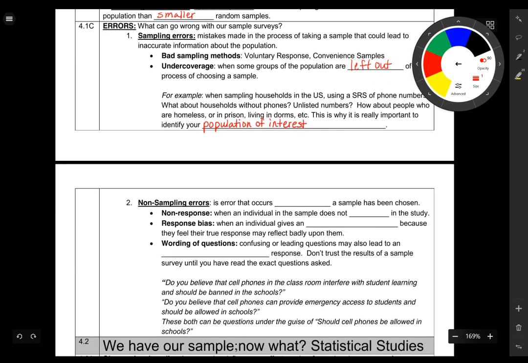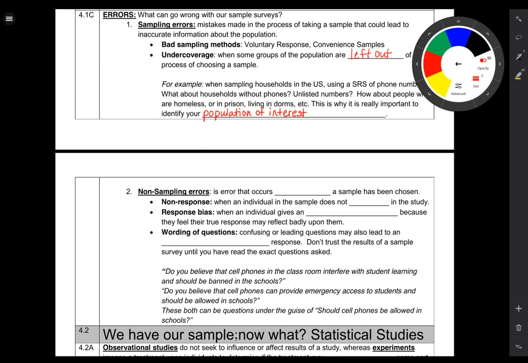Okay, the other type of error is known as a non-sampling error. This is an error that occurs after a sample has already been chosen. The first type is non response, and this is when an individual in the sample does not participate in the study. A perfect example is something that happens to me, and of course, it always happens during dinner time. I get a phone call and I decide to answer it. And would you like to participate in a brief survey about click? That's what I do. So, this is an example of non response.